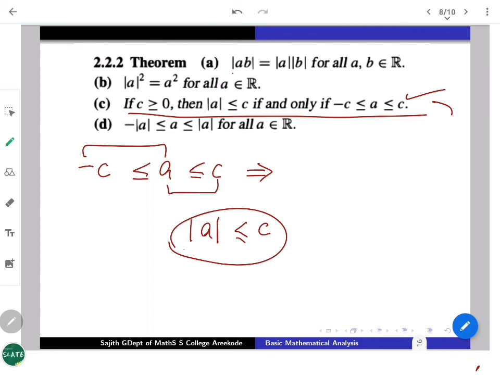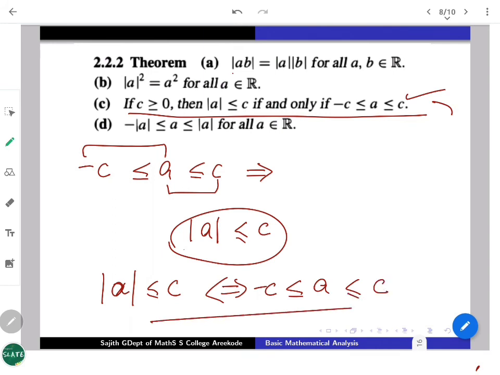But it is very powerful. You can just explode the modulus sign. Modulus of any real number A is less than or equal to a non-negative quantity C if and only if A lies in between minus C as well as plus C. Highly geometrical too.